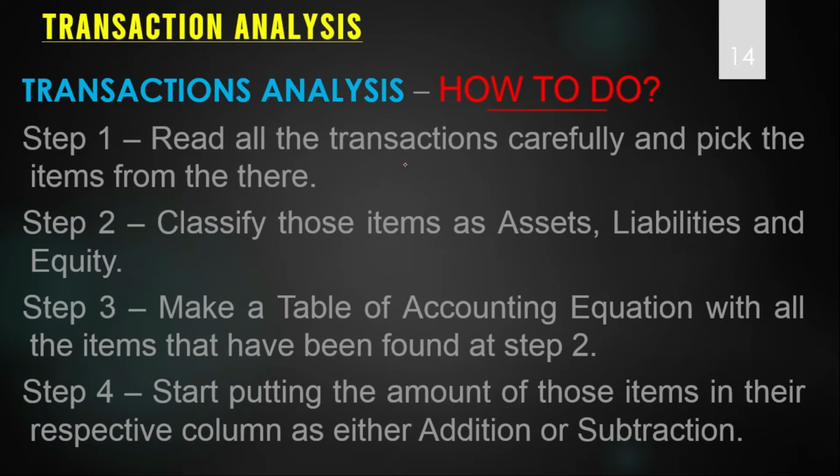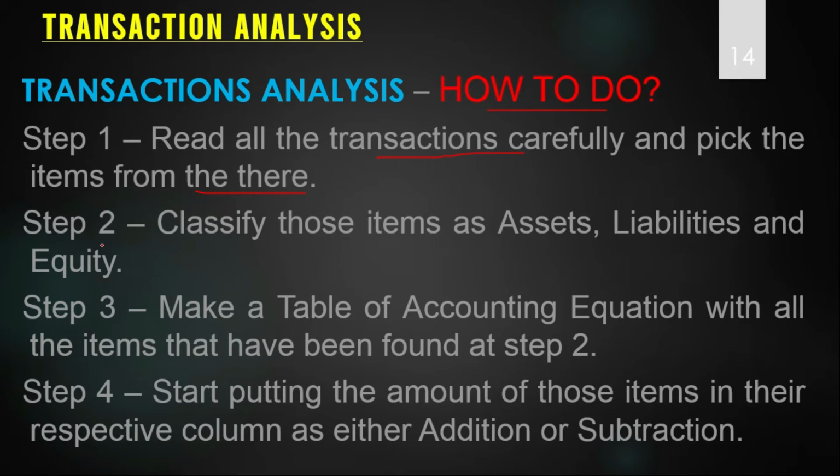First step, read all the transactions carefully and pick the items from there. If you are given a question on transaction analysis, you must be given some transactions. So what you have to do is, from each transaction, try to pick the items belonging to the assets, the items belonging to the equity, and the items belonging to the liabilities. You will pick them. For example, there may be the involvement of cash, so cash is an item. There may be accounts receivable, so accounts receivable is an item. There may be common stock, so common stock is an item. Similarly, you have to take all the items from all the transactions.